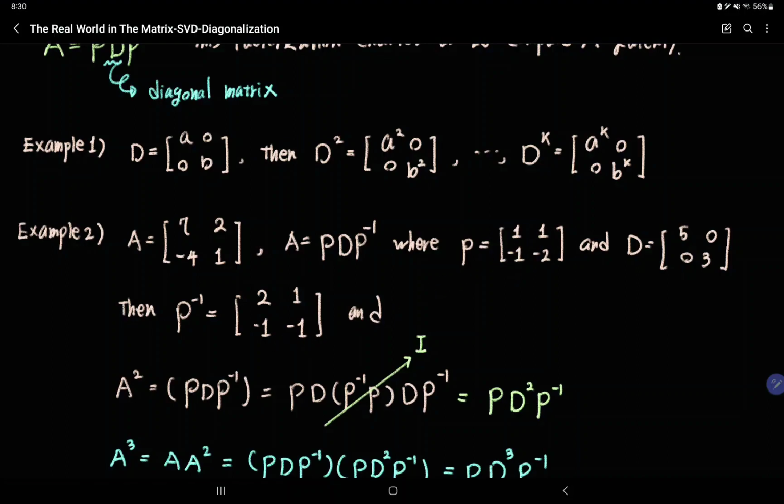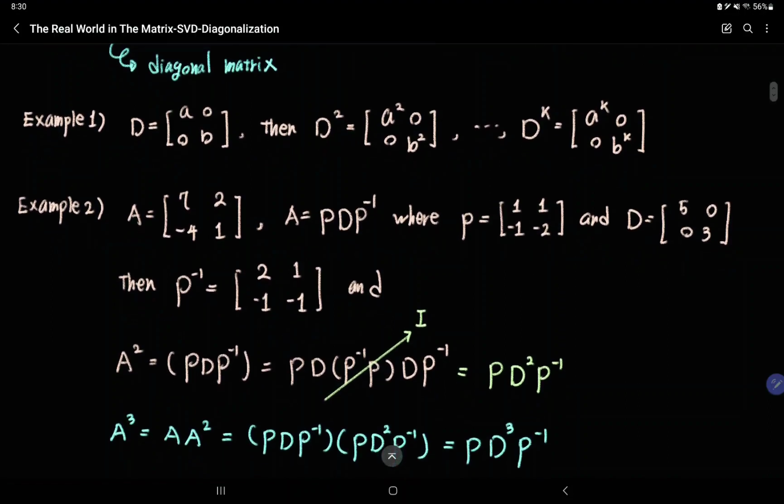So now let's compute A squared. Since we express A as P times D times P inverse, A squared is P D P inverse times P D P inverse. Then we apply the associative property and compute P inverse times P first. That's going to be the identity matrix, right? And so we get P D squared P inverse.